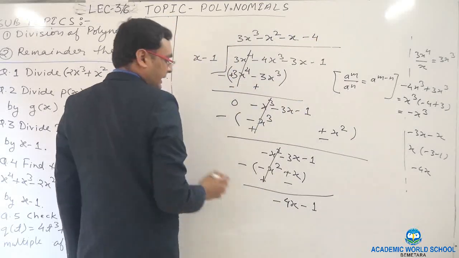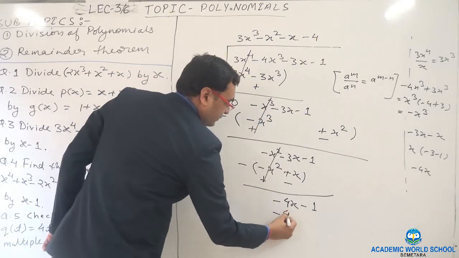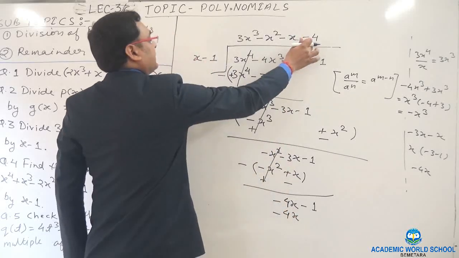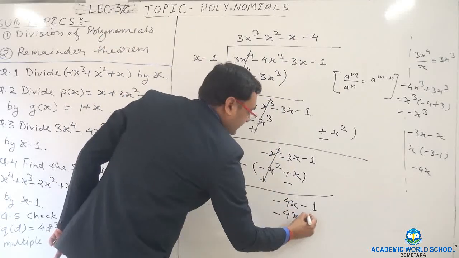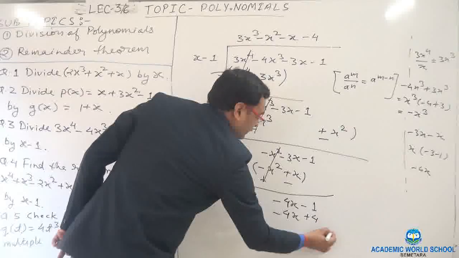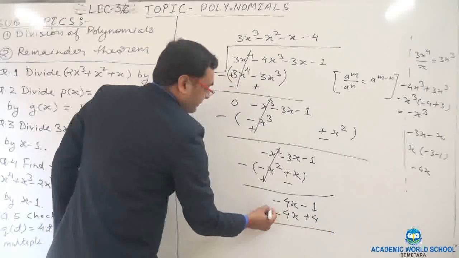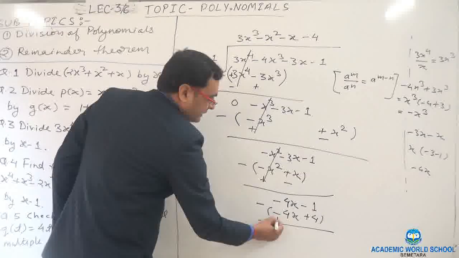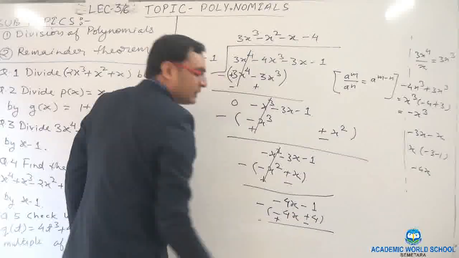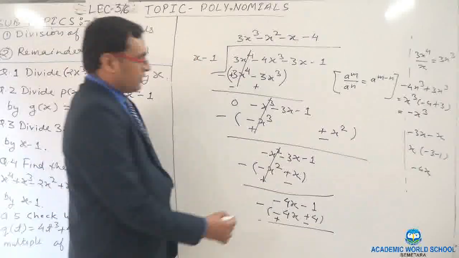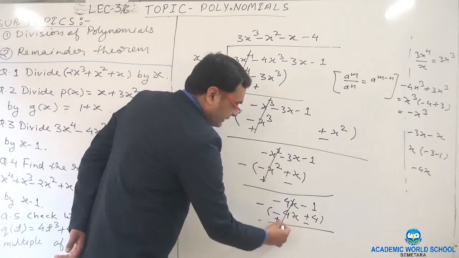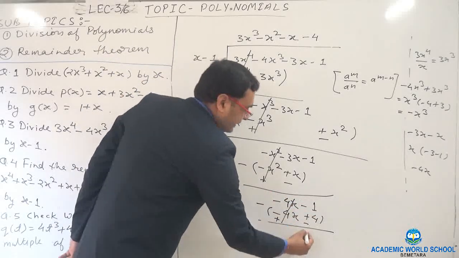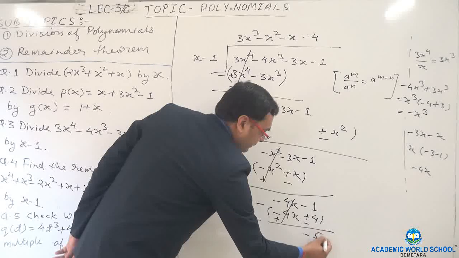Multiply minus 4 with x. You will get minus 4x. Minus 4 into minus 1 is plus 4. And again we will subtract this. So then we will subtract, the sign will change. Minus sign will become plus. This plus sign will become minus. Minus 4x plus 4x is 0. Minus 1 minus 4 is minus 5.